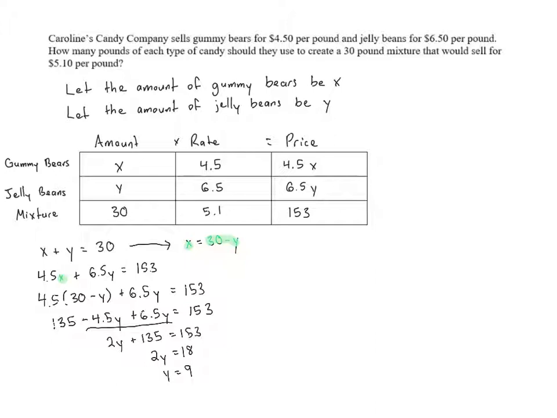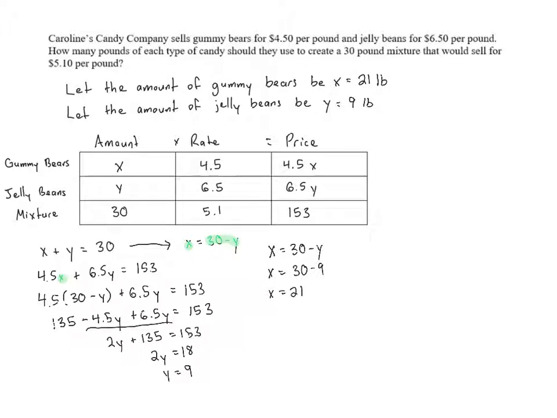So the amount of jelly beans, which was y, is going to be 9 pounds. And for x, there's 30 pounds in total, and if 9 pounds are jelly beans, that leaves us with 30 minus 9 equals 21 pounds of gummy bears. It's a lot more gummy bears than jelly beans, so hopefully people really like gummy bears. And we always have the other method. We have substitution to solve for x. We know that x is 30 minus y. We figured out that y was 9, and 30 minus 9 is 21. So you have multiple ways of figuring out what x is.